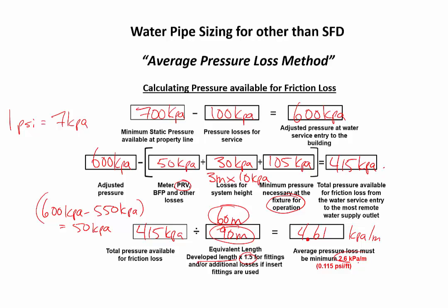As long as we exceed 2.6 kPa per meter, then the average pressure loss method can be used, the table can be used. If we're doing the calculation in PSI and feet, then the minimum is 0.115 PSI per foot available. If these minimums aren't met, then a detailed engineered calculation would need to be performed.